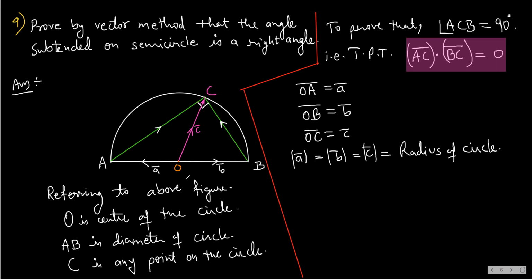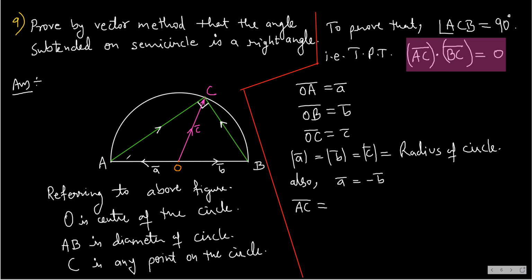Further, what I notice is, look at this A bar and B bar. These two vectors have equal magnitude, but they are in opposite directions. See, A bar is this way and B bar is the other way. So I will also write A bar equals minus B bar. Okay, now after writing this, I will find AC bar and BC bar. So here I'll go for AC bar.